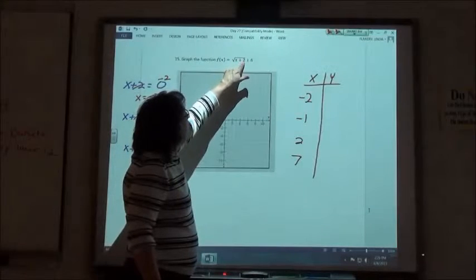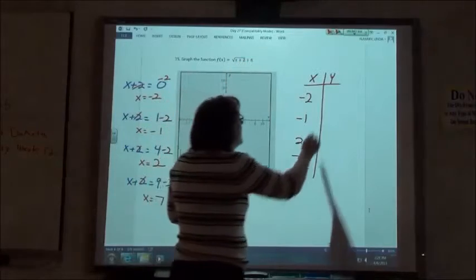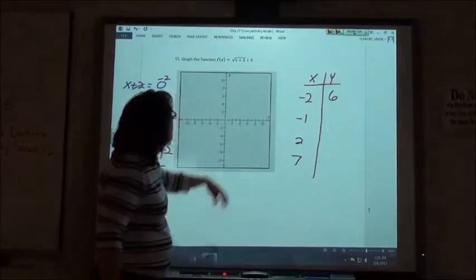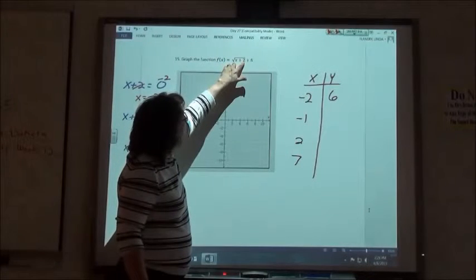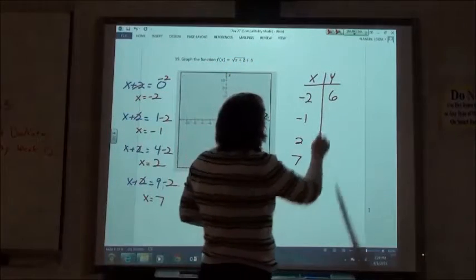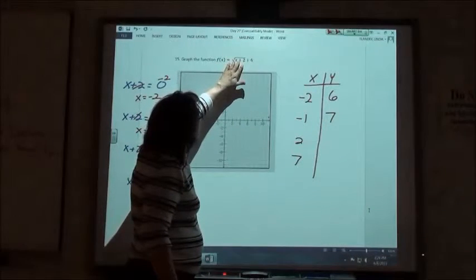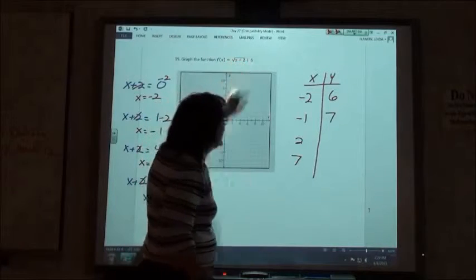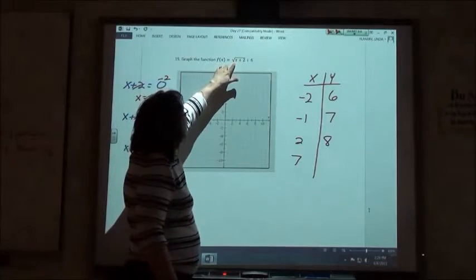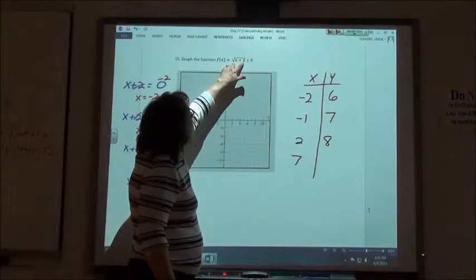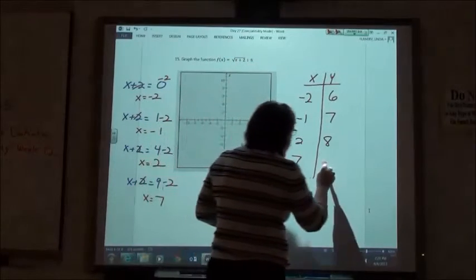Negative 2 plus 2 is 0. The square root of 0 is 0. 0 plus the 6 on the end is 6. Negative 1 plus 2 is 1. The square root of 1 is 1. 1 plus the 6 on the end, 7. 2 plus 2 is 4. The square root of 4 is 2. 2 plus 6 gives me 8. Putting in the 7. 7 plus 2 is 9. The square root of 9 is 3. 3 plus the 6 on the end is 9.